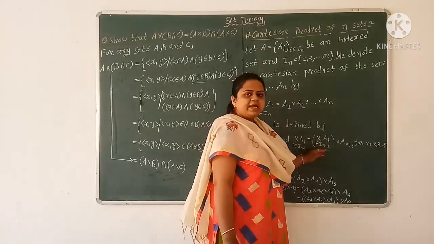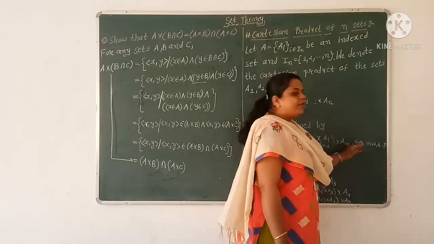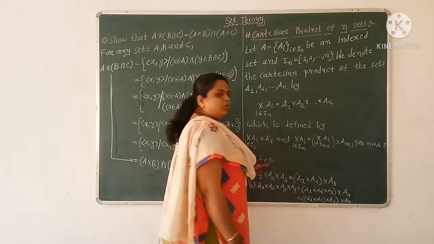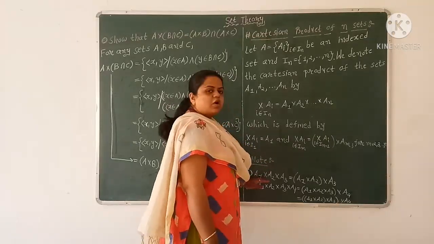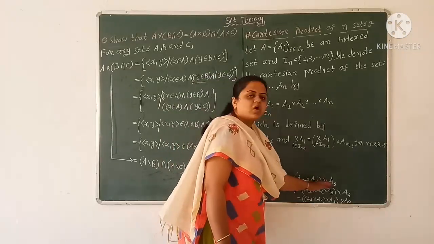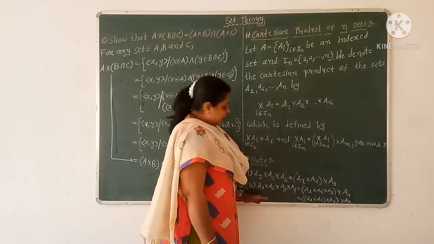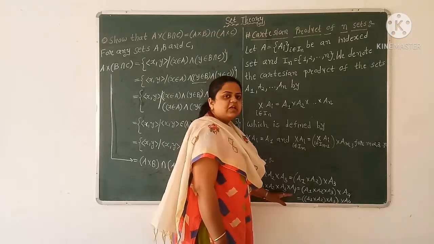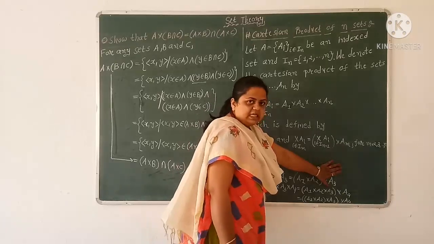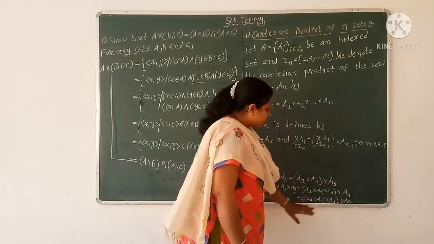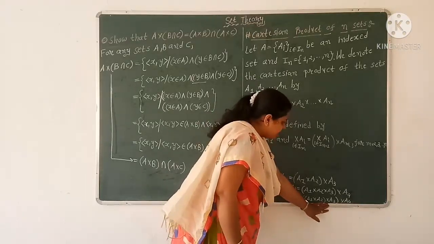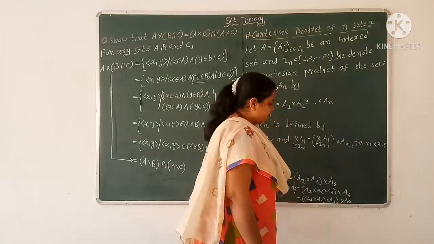A_n belongs to A_{n-1} cross A_n, for n equal to 2, 3 up to n. Now, note number 1: A1 cross A2 cross A3 is equal to A1 cross A2 cross A3. Number 2: A1 cross A2 cross A3 cross A4 is equal to A1 cross A2 cross A3 cross A4.